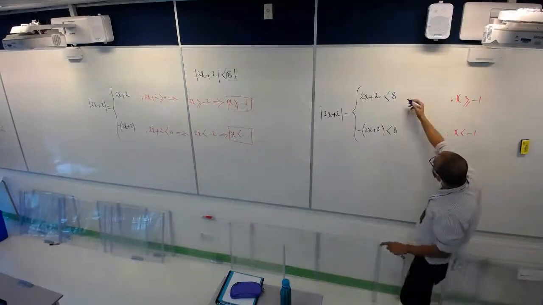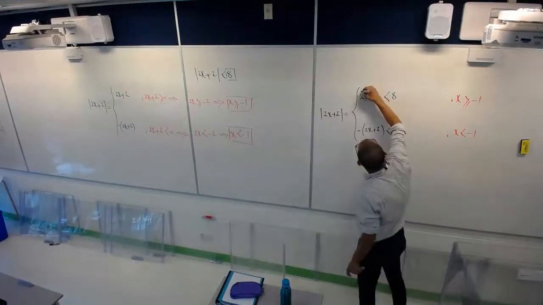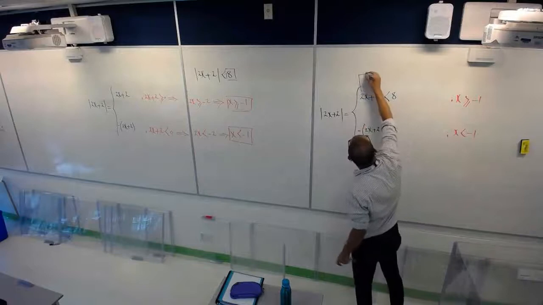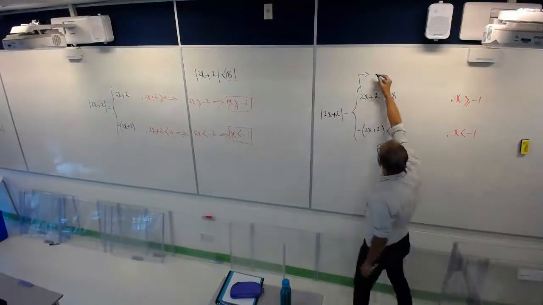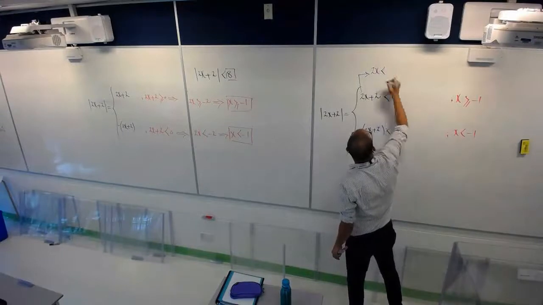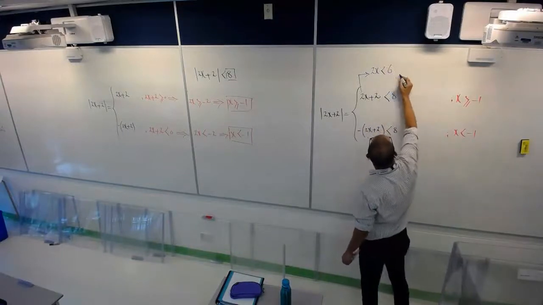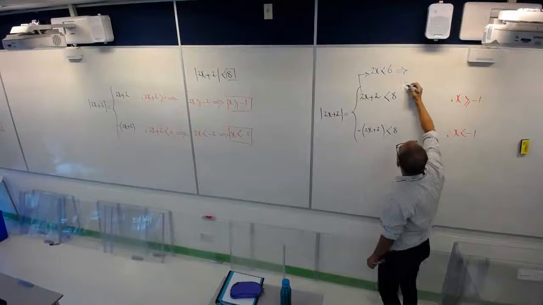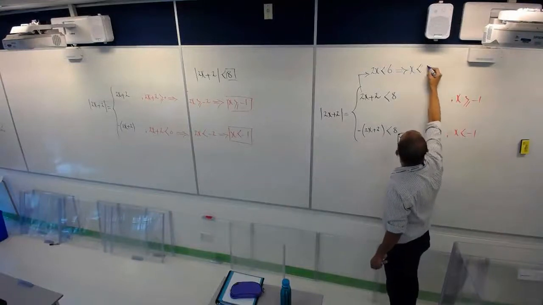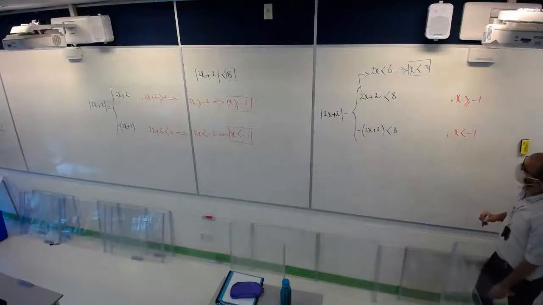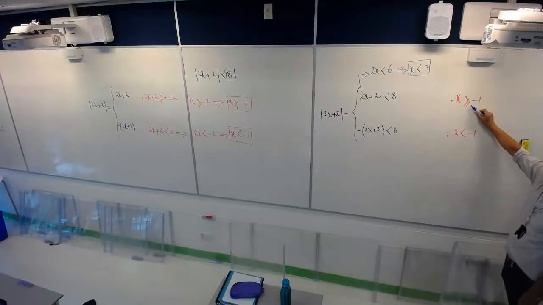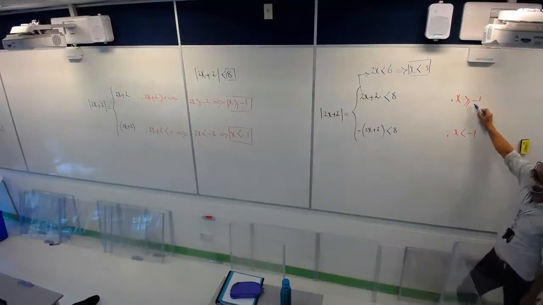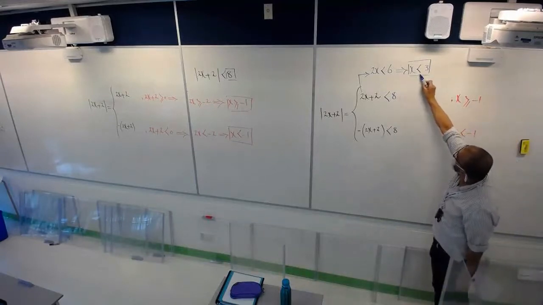Now guys, look at this. It is easy to solve. How to solve this? I take 2 to the other side. It becomes 2x is less than 6, and I divide by 2. x is less than 3. I know that if x is greater than minus 1, the first inequality says x has to be less than 3.